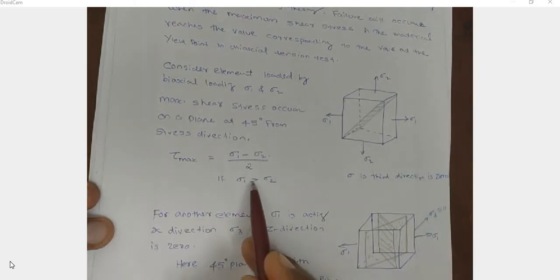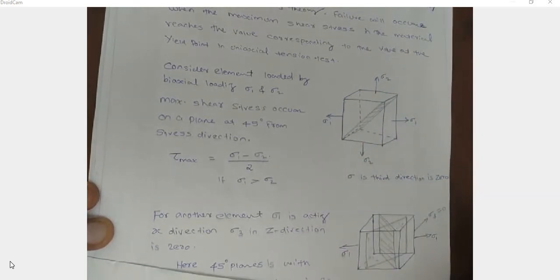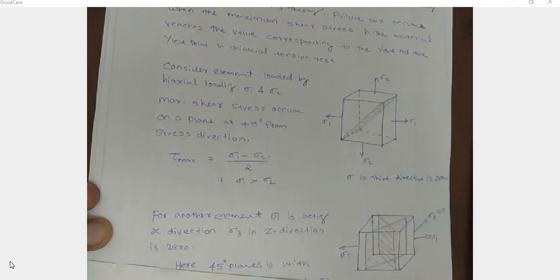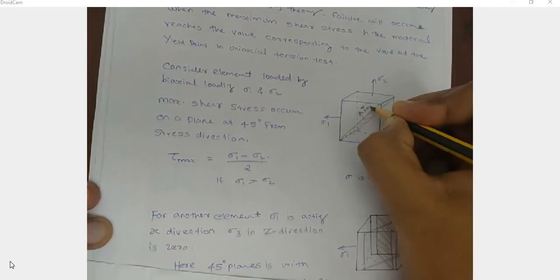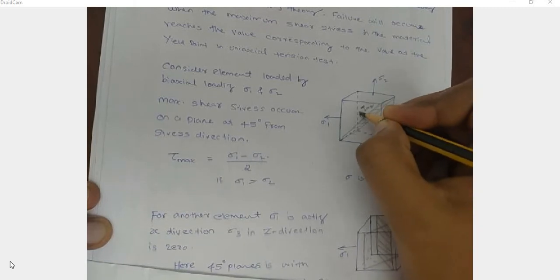This is if sigma 1 is greater than sigma 2. Okay, and this tau maximum is developed on this plane. We can see a plane here that is at an angle of 45 degrees with the sigma 1 and sigma 2 directions. And on this plane, a shear stress is developed, sorry, not a normal stress. Maximum shear stress, tau maximum, is developed here.